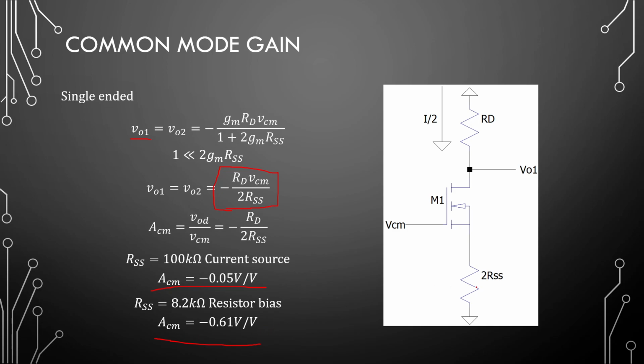So the larger your current source impedance, the better your common mode gain would be. So that is why biasing with a resistor is very bad for single-ended applications. You will find that most of the time a current source is being used and not resistors. Though it is possible with resistors, just be aware that you will have very large common mode signals. Okay, so the attenuation is not as great.